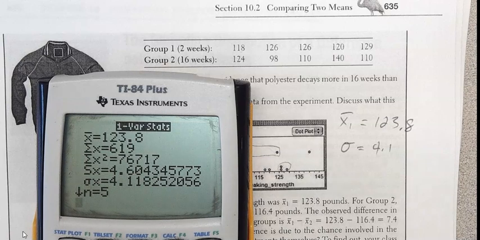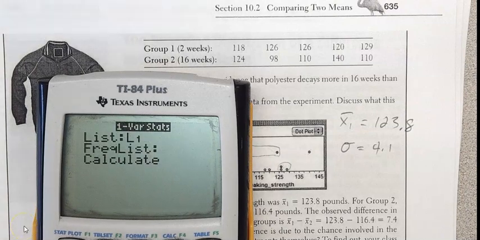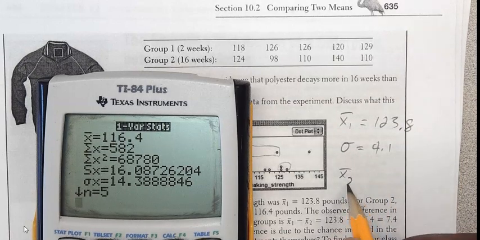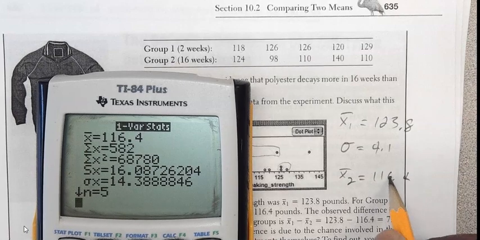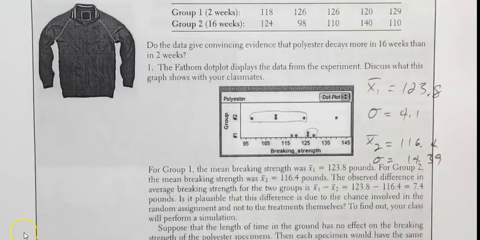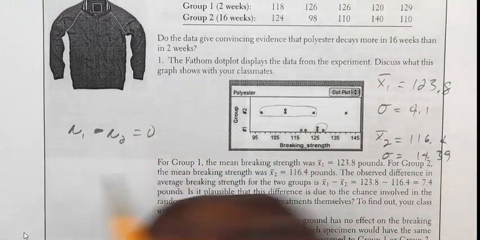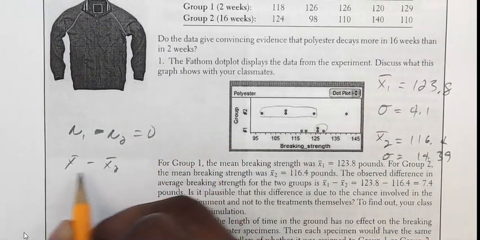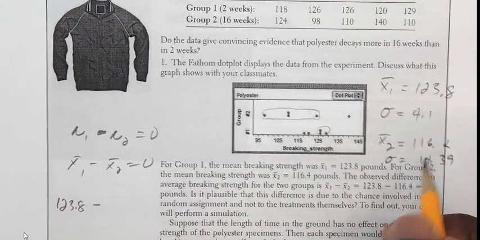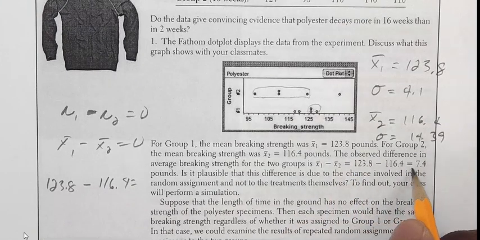Look at the second set. It looks like the mean is about 116.4, and the standard deviation is about 14.39. If there's no difference, the mean 1 minus the mean 2 would be 0, or x bar 1 minus x bar 2 would be 0. But in this case, x bar 1 is 123.8, x bar 2 is 116.4, and that difference is not 0. That difference is about 7.4.